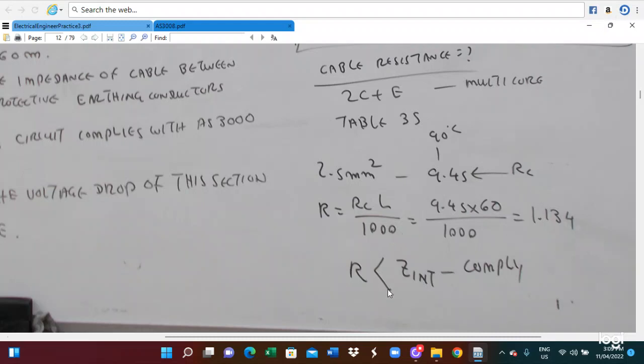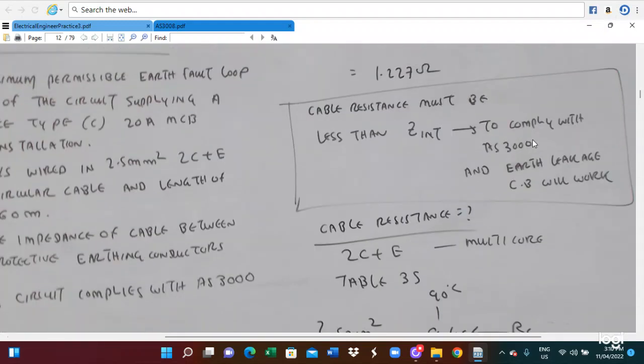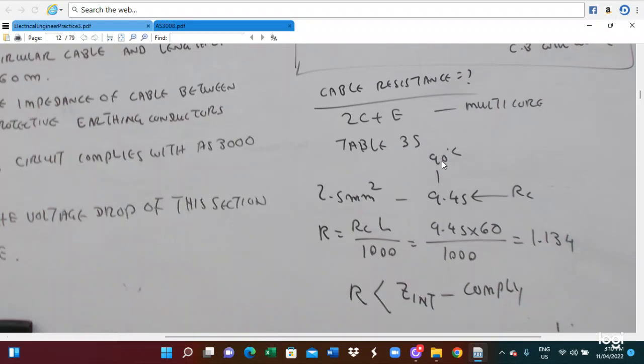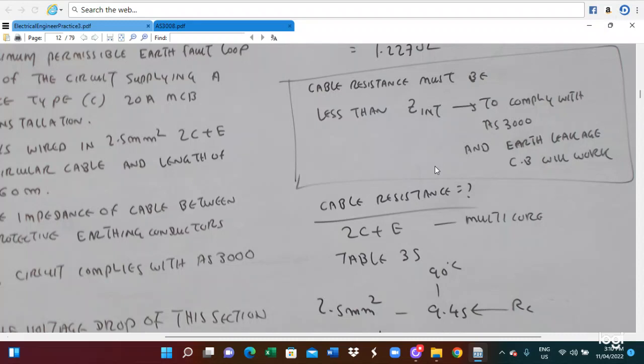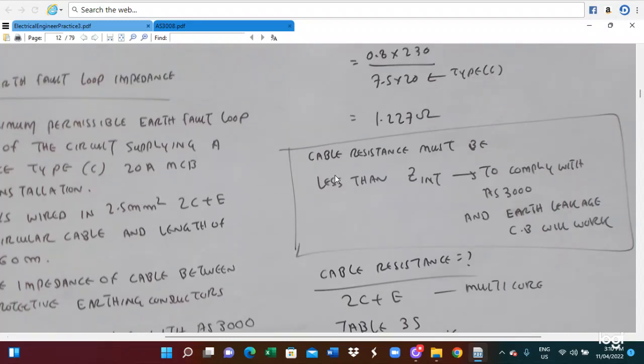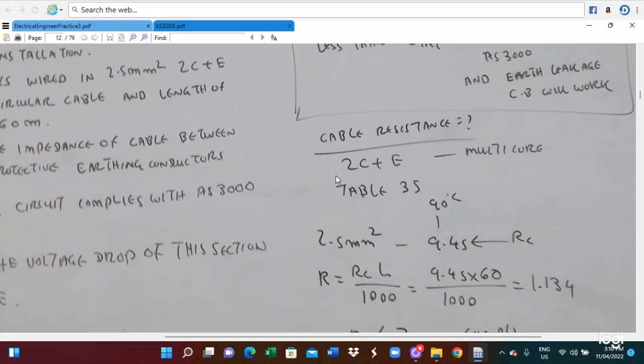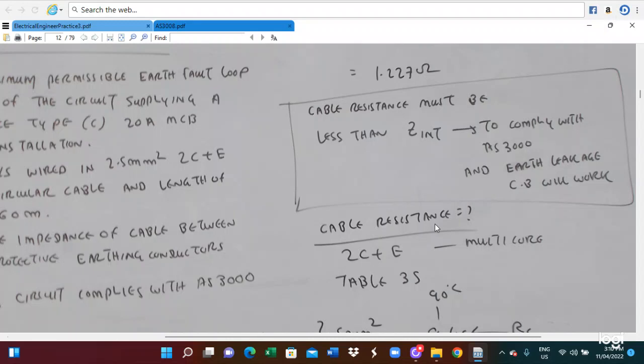Therefore, this resistance value is less than the internal impedance, so it complies with AS3000, and the earth leakage circuit breaker will be working. If the calculated cable resistance value is greater than the ZIND, it will not comply with AS3000, so the earth leakage circuit breaker will not be working. So this is the importance of selecting the appropriate internal impedance and cable resistance, whether the circuit breaker will be working or not at the time of the earth leakage condition. Therefore, the cable resistance must be less than ZIND so that it complies with AS3000 and the earth leakage circuit breaker will work when the earth leakage fault happens.